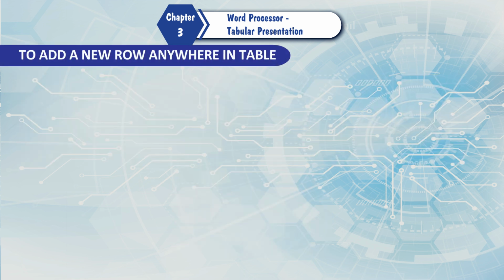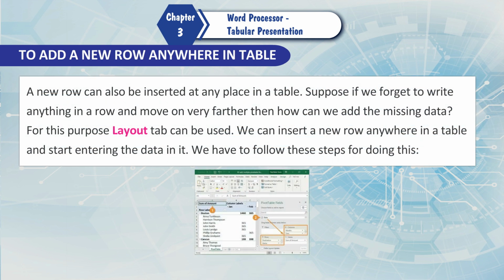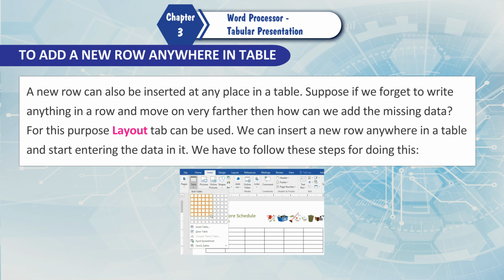To add a new row anywhere in a table. A new row can also be inserted at any place in a table. Suppose we forget to write anything in a row and move on very far, then how can we add the missing data? For this purpose, the Layout tab can be used. We can insert a new row anywhere in a table and start entering the data in it. We have to follow these steps for doing this.